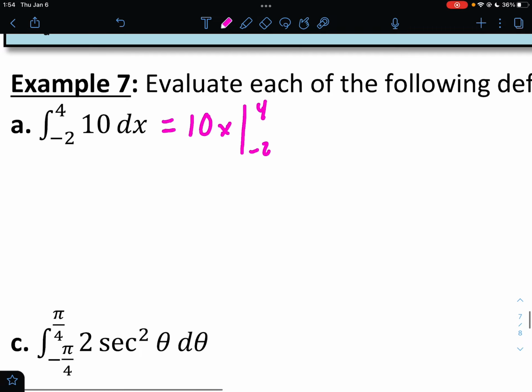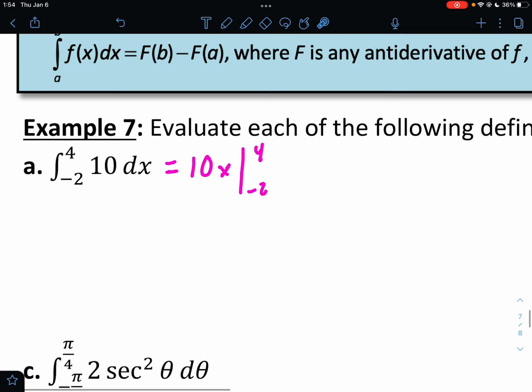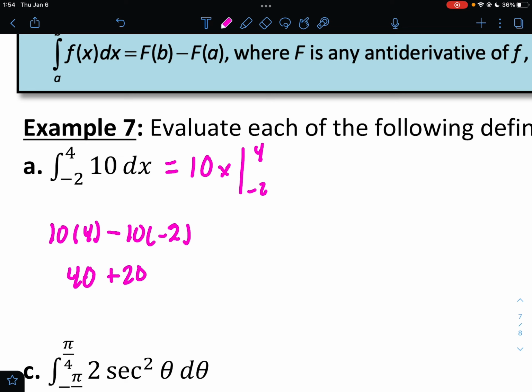Then the fundamental theorem says we substitute in b, so that would be 10 times 4. Subtracting, we substitute in a, so that's 10 times negative 2. And that would give us 40 plus 20, which is 60. Which again, we could have got that without doing all this work because the width would be 6 and the height would be 10. 6 times 10 is 60. But this is just illustrating a very basic case of the fundamental theorem of calculus.